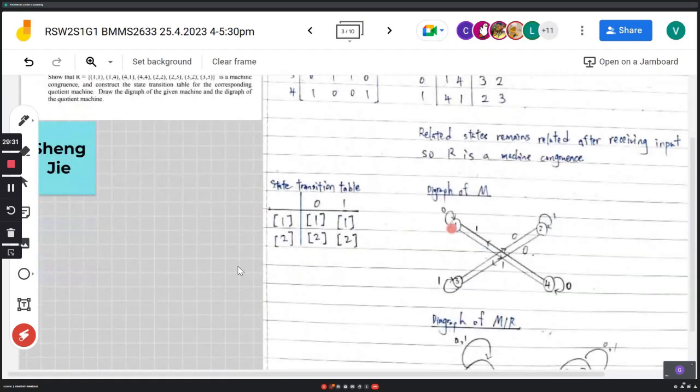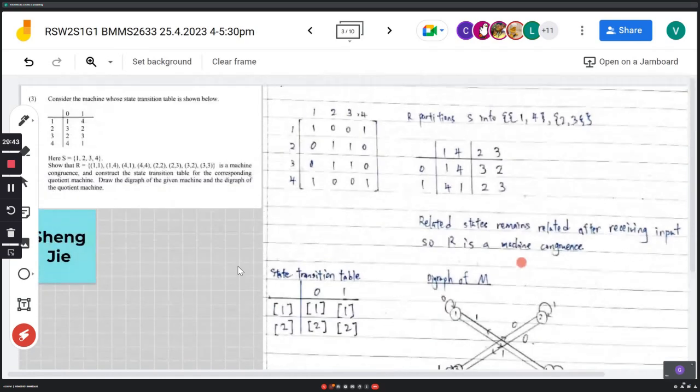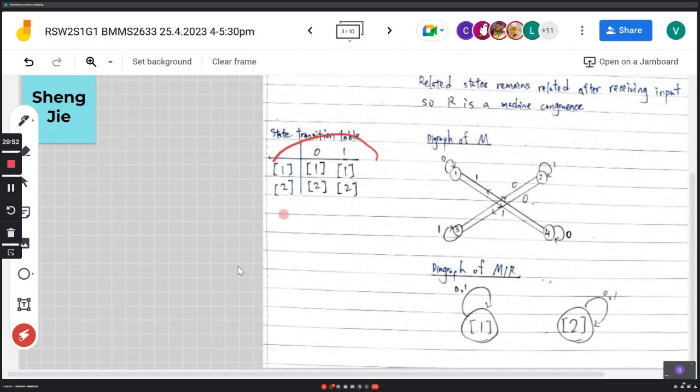You can see that the state 1, after the input 0, will go back to 1. And then after the input 1, it will go to 4. So you follow this table to draw this diagram. And the diagram of the quotient machine, you need to draw referring to this table. Because you only have 2 classes, so you refer to this table. You just draw this one. Remember to put the bracket.